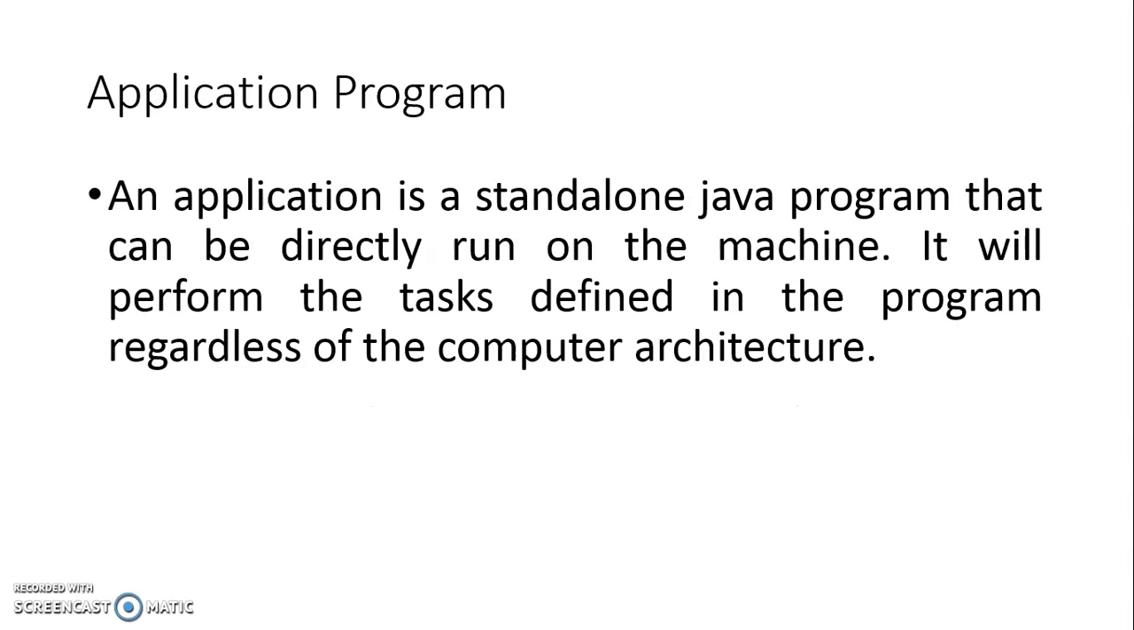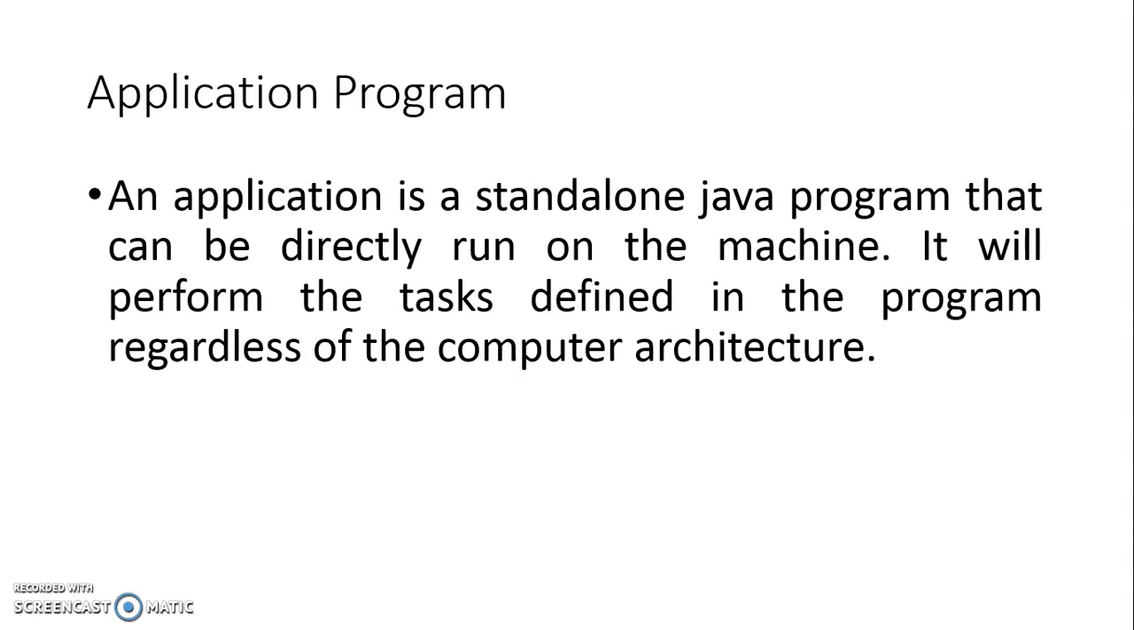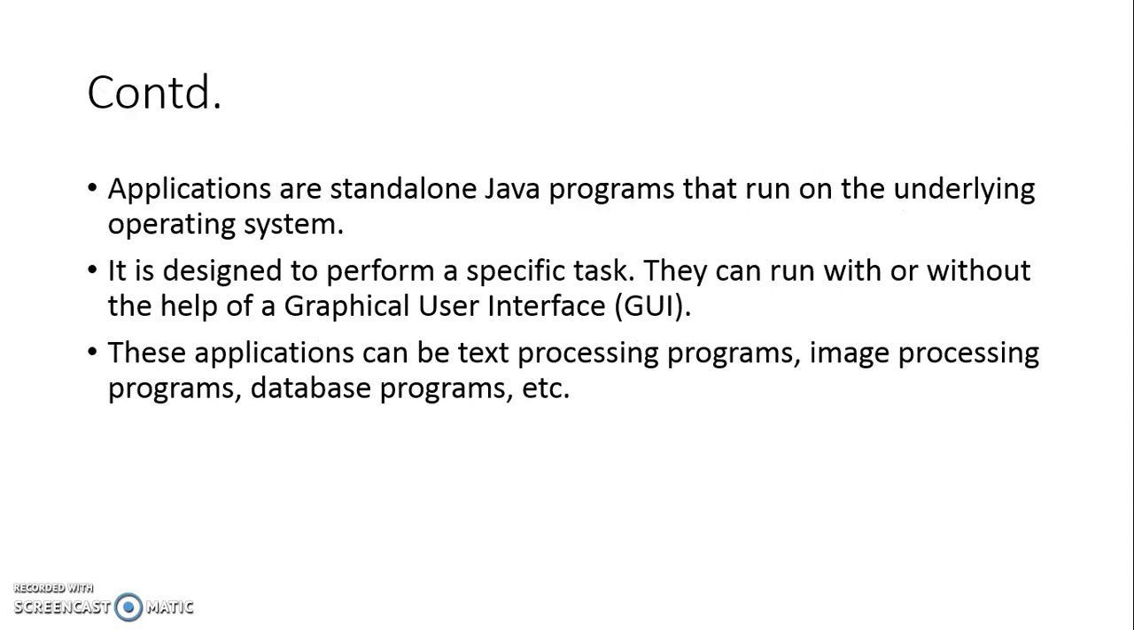Next we will see what is an application program. An application is a standalone Java program that can be directly run on the machine. It will perform the task defined in the program regardless of the computer architecture. Applications are programs that run on underlying operating system. It is designed to perform a specific task. They can run with or without the help of GUI. These applications can be text processing program, image processing program, or database program, etc.